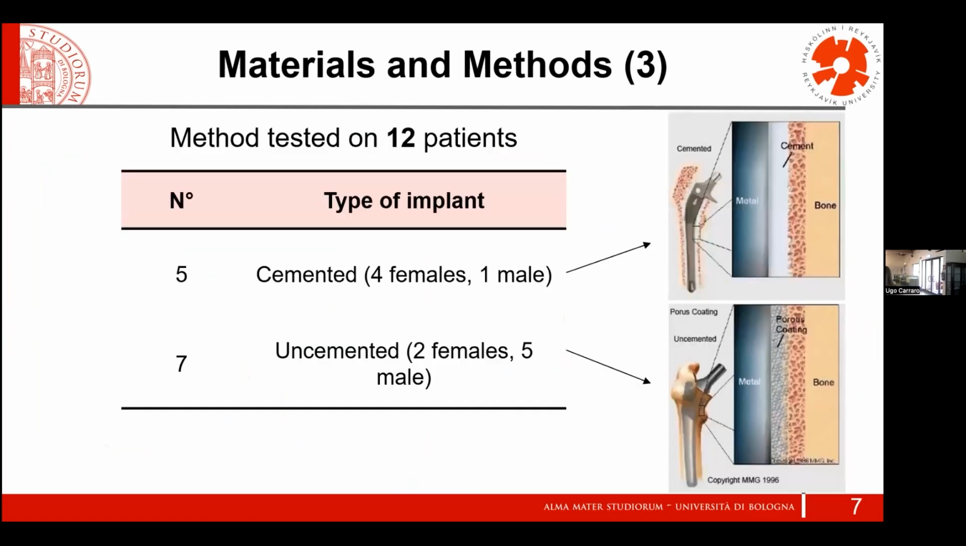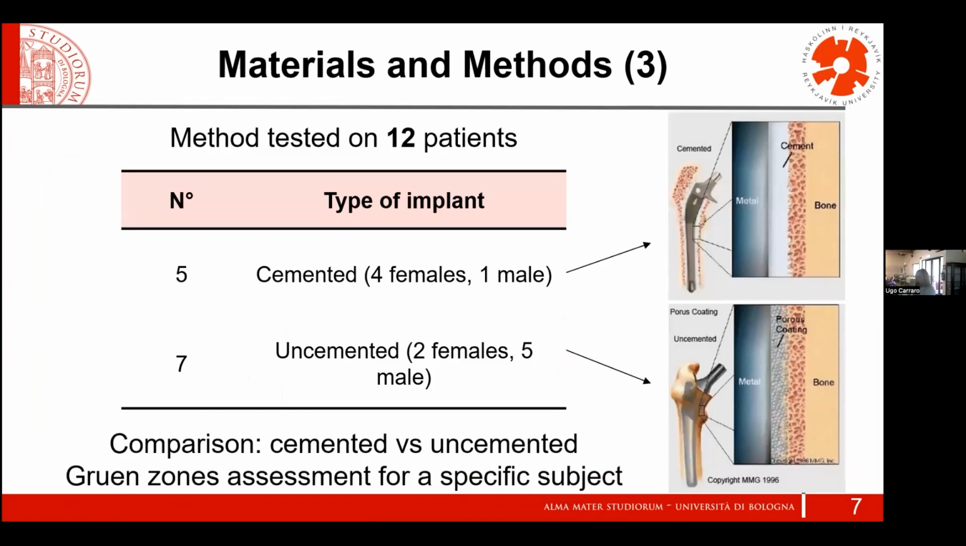The method that was developed was then tested on 12 patients, 5 with a cemented implant and 7 with an uncemented one, to have some preliminary results. And then a comparison was done to see any difference between the cemented and the uncemented cohort. And also we reported some examples of Gruen zone assessment.